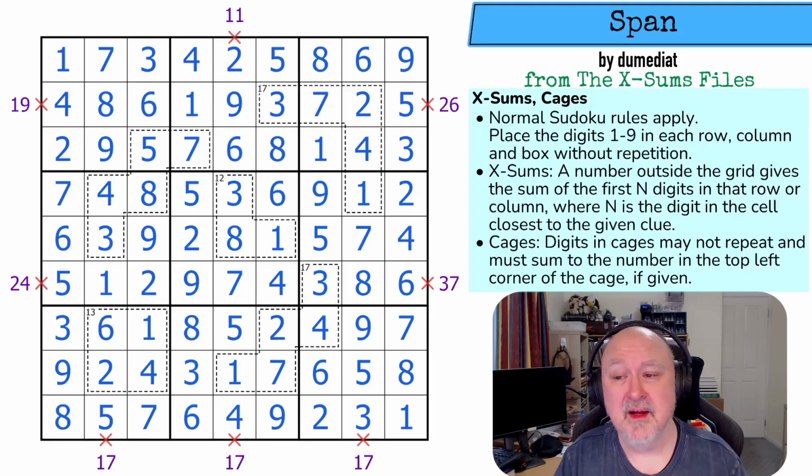Really, really good. Often if you come away from a puzzle and it's like, oh, I don't know what was going on there, go away for a day, come back and try again. Maybe you'll find something that you were missing.